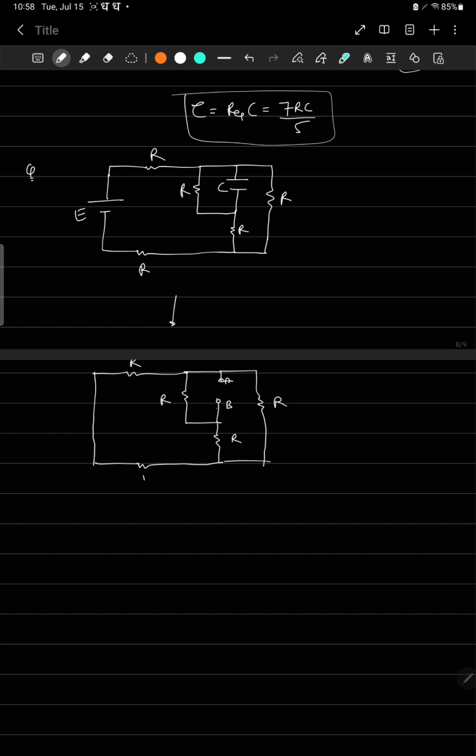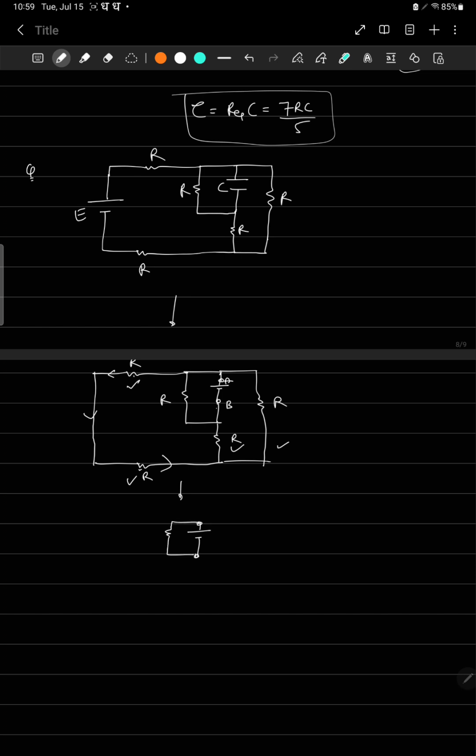So between A and B, what is the equivalent resistance? You can see these two are in series, R and R, 2R, and if I just imagine a battery here, the current will go. So 2R is in series with this one, right? The same current will be flowing here. Sorry, same current is not flowing. There's an R here also. I'll draw the diagram here. So this is the battery here, right?